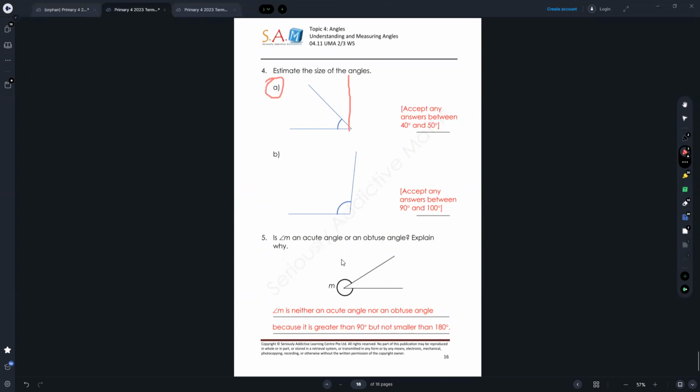All right, is M an acute angle? Question 5, work through them, because M is the angle in question. M is here, not that. So it's neither an acute angle nor an obtuse angle, because it's greater than 90 but not smaller than 180.